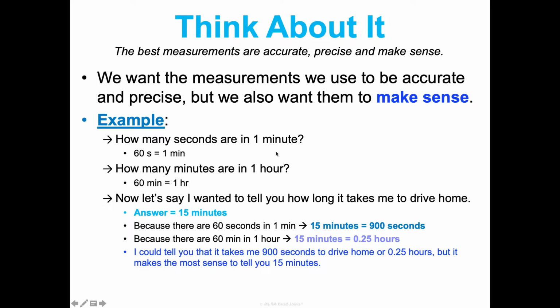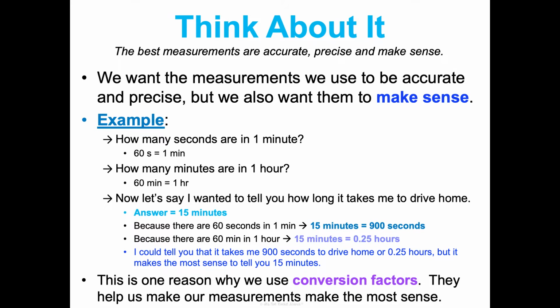So I can say it took me 900 seconds to drive home, or I could tell you it took me 0.25 hours to drive home. But it makes the most sense if I just tell you it takes me 15 minutes to go home. Okay, so why am I saying all of this? I'm saying all of this because this is an example of why we use something called conversion factors. They help us make sure we're making measurements that make the most sense.